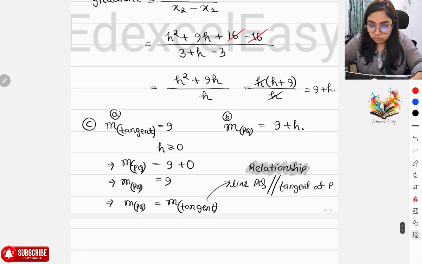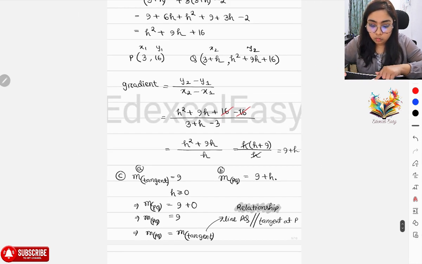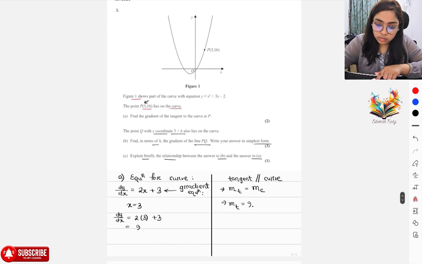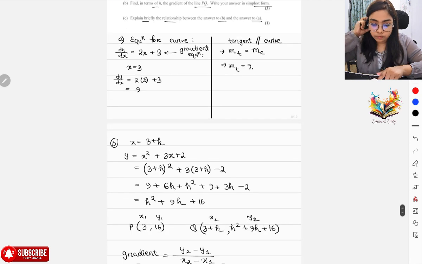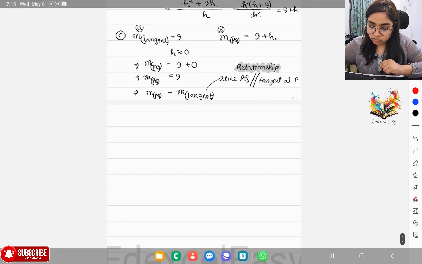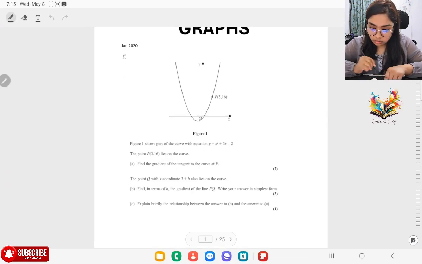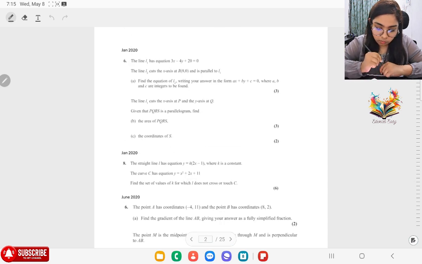And yes, this is the first graph equation. As we will do more graphs in the video, I think it will be clear for all of you to understand this. So this was the first equation, which was taken from your Jan 2020 graph. So Jan 2020 question number 3. So we'll move on to your next part. So we are done with this equation. Then let's move on to the next equation.